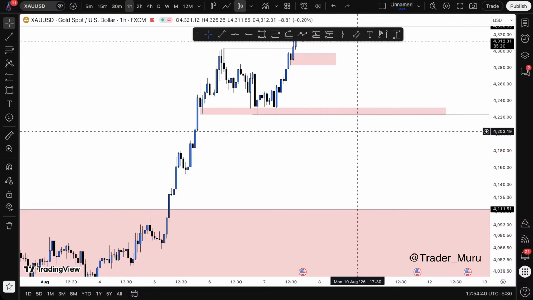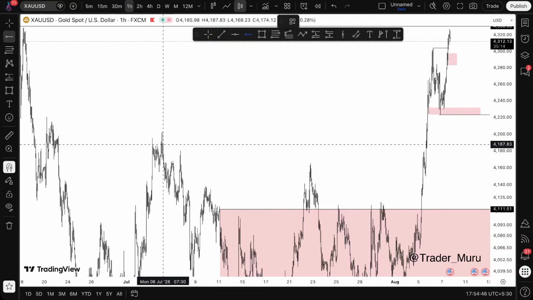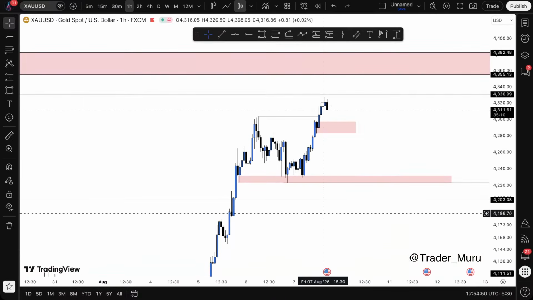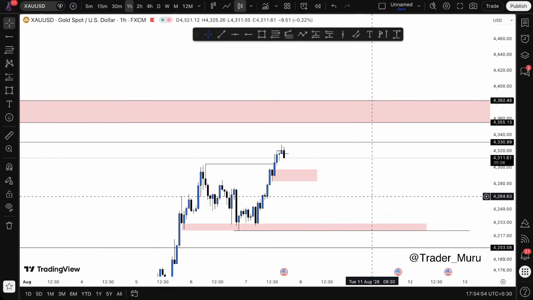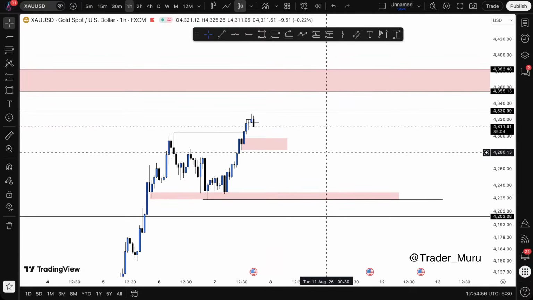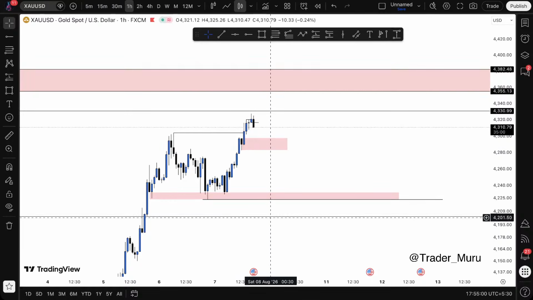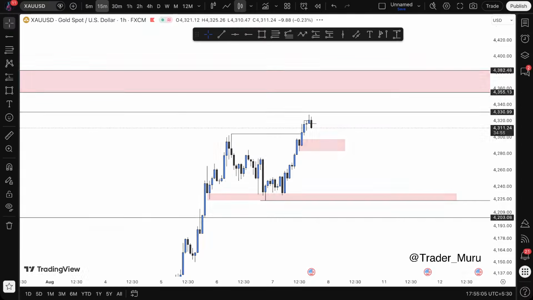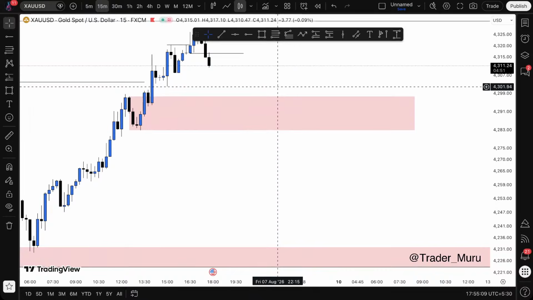Test near 4200, the previous high, and again pump. So now we know if we don't hold this area, price will test 4200. NFP buy or sell? We are watching here, brother.